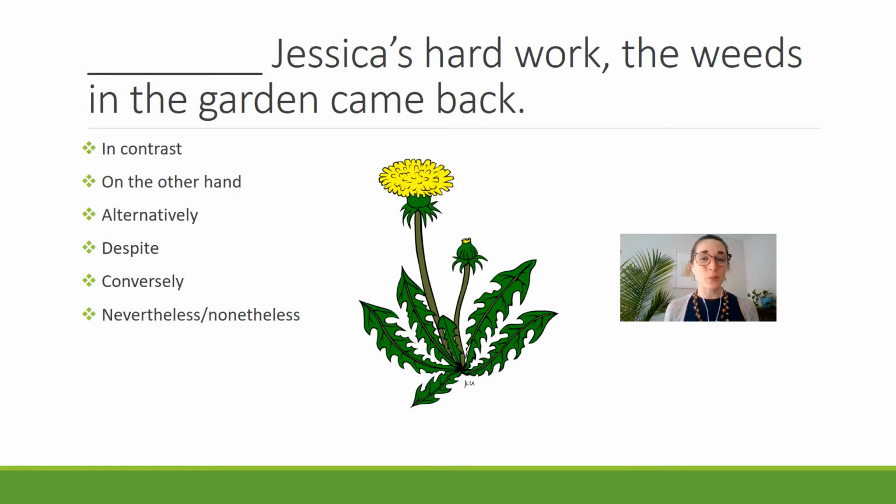For another example, we see blank Jessica's hard work, the weeds in the garden came back. Now for this one, we're looking for a specific word from the list, and the word is despite. So we would say, despite Jessica's hard work, the weeds in the garden came back. Now with the word despite, we use it in conjunction with an idea or a thing, a noun. So we could say, despite the cost of tickets, Steve still went to the game. Or, despite that the beaches were crowded, Jeff still went to the beach.